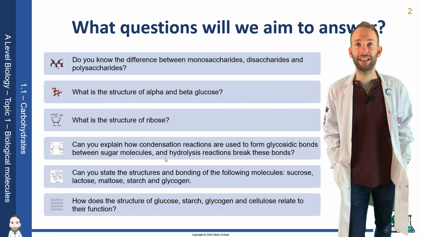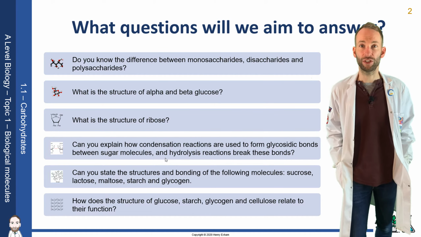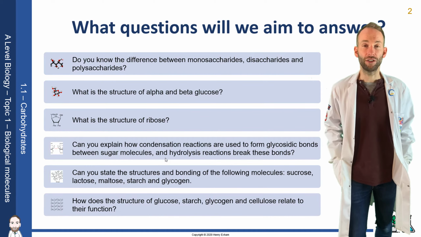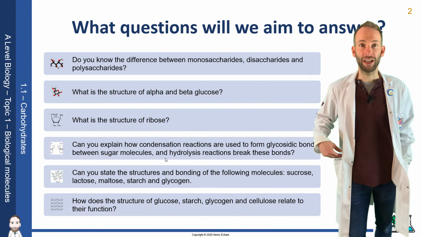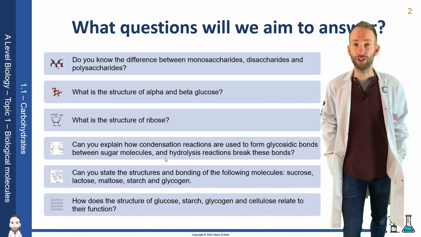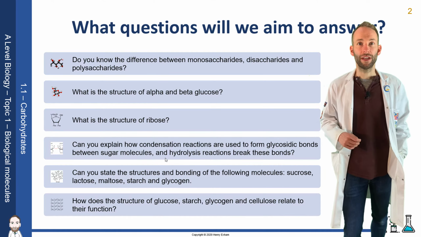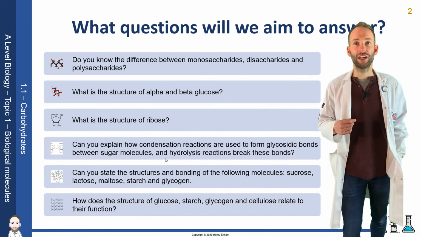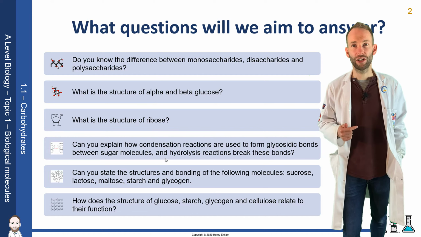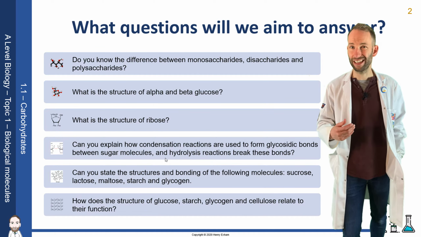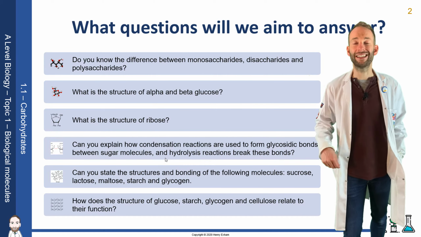We're going to explain the idea of condensation reactions, which are used to form glycosidic bonds, which you need to turn simple sugars into bigger, longer sugars. And we'll also look at how hydrolysis reactions can break those bonds. And we're going to state the structures and bonding in the following molecules: sucrose, lactose, maltose, starch and glycogen. And we're going to look at how the structures of glucose, starch, glycogen and cellulose relate to their function.